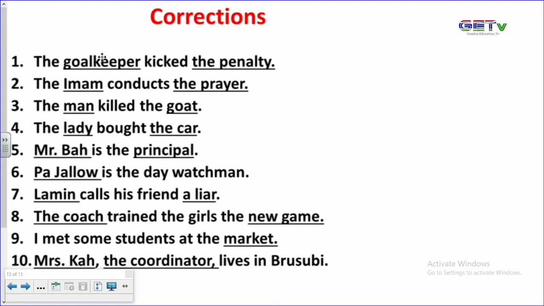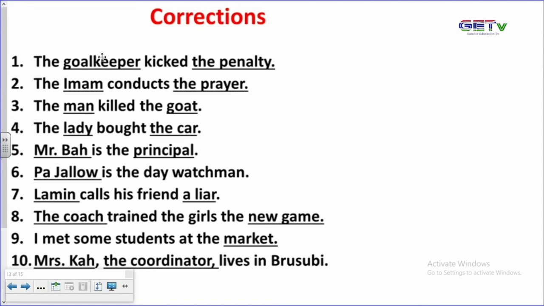Number 2, the imam conducts the prayer. So imam here, as a noun, is functioning as a subject. Why? Because he does something. What did he do? He conducts. What did he conduct? The prayer. Then here prayer, as a noun, becomes the object of the verb.